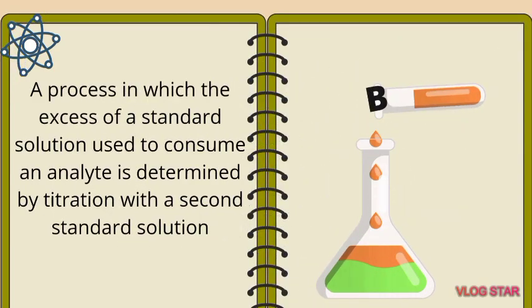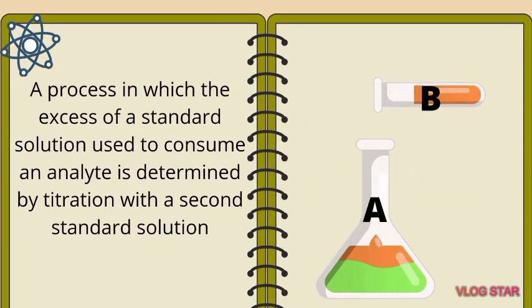Back titration is a process in which the excess of standard solution used to consume an analyte is determined by titration with a second standard solution. In contrast to direct titrations, where analyte A directly reacts with titrant B, back titrations are a subcategory of indirect titrations. During a back titration, an exact volume of reagent B is added to the analyte A.